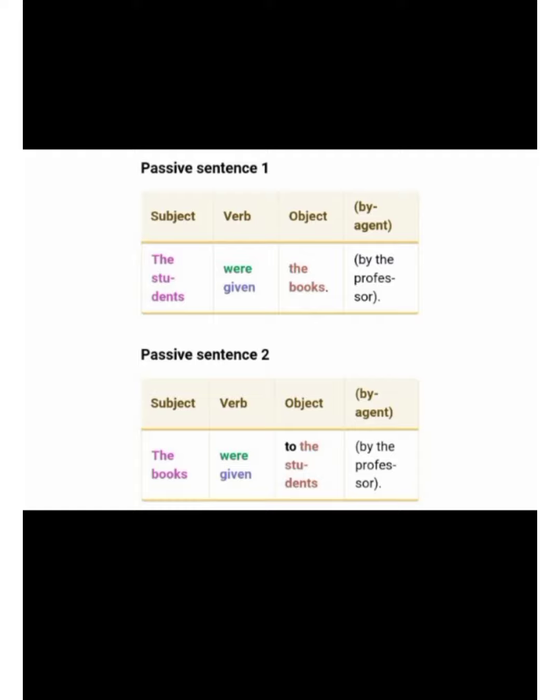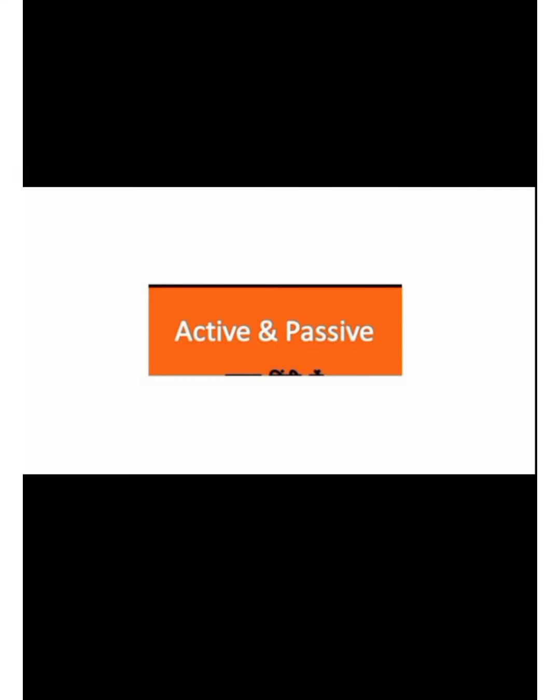Okay, children. So I hope you understood how to change active to passive voice, and go through all the exercises given, not only in the text, but do the extra questions also related to this topic. Okay, children.